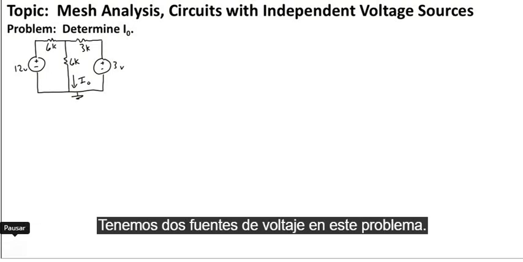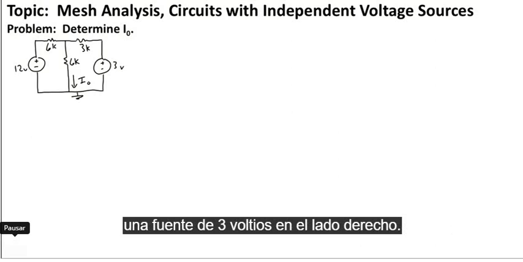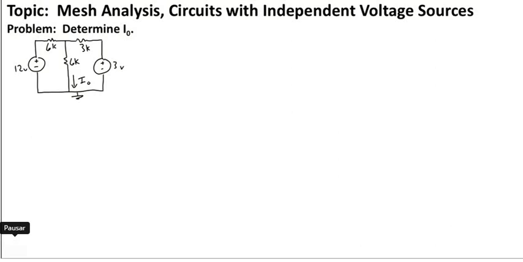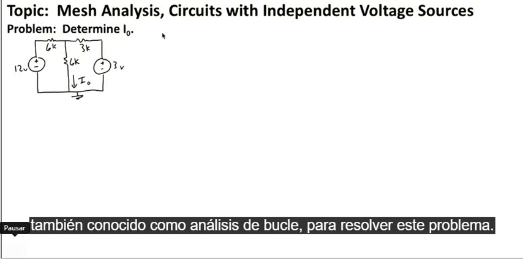We have two voltage sources in this problem: a 12 volt source on the left-hand side and a 3 volt source on the right-hand side. So we're going to use mesh analysis, also known as loop analysis, to solve this problem.